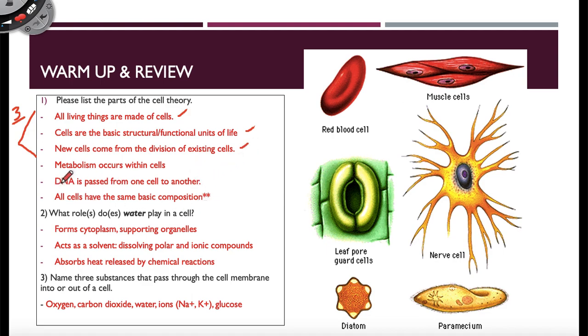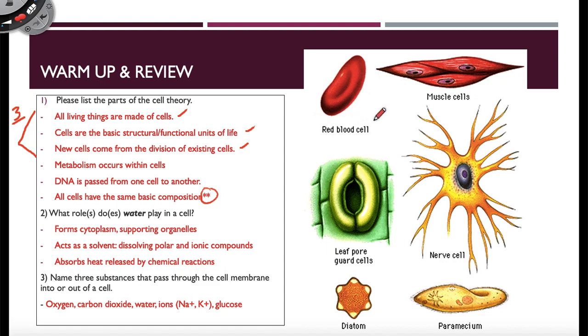Now, we also know that metabolism, or chemical reactions, happen within cells. We also know that DNA found in the nucleus is passed from one cell to another. And we know that all cells have pretty much the same basic composition, although there are some differences, as you can see here. So here we see a red blood cell.